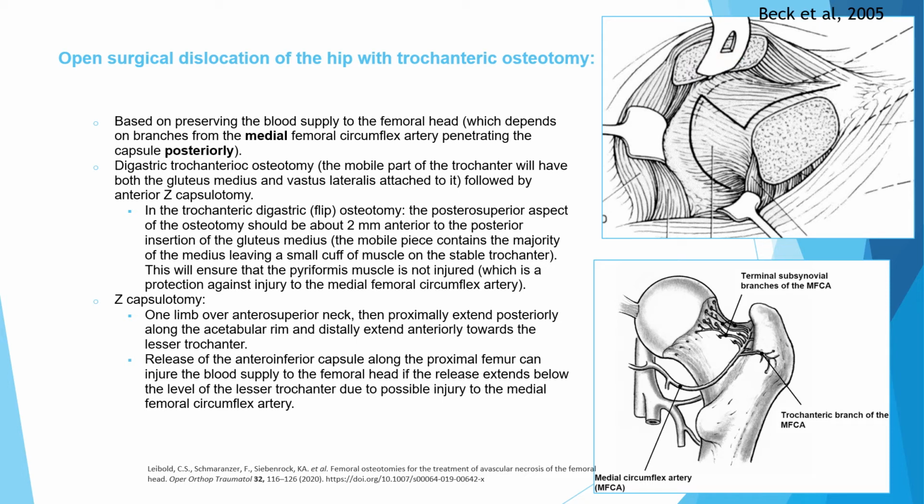And then you need to do what's called the Z capsulotomy. Again, we said that the medial femoral circumflex artery will go anterior to the external rotator and then pierce the capsule here and give the blood. So you need to make sure that this stays intact.